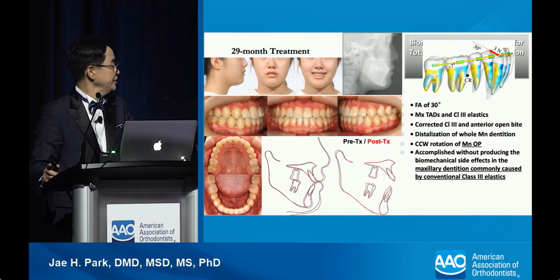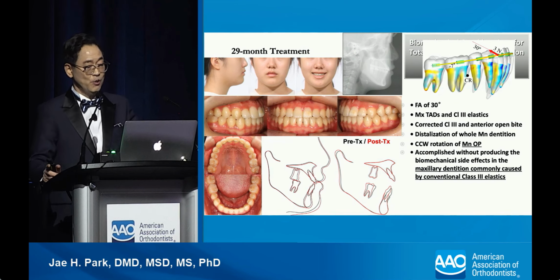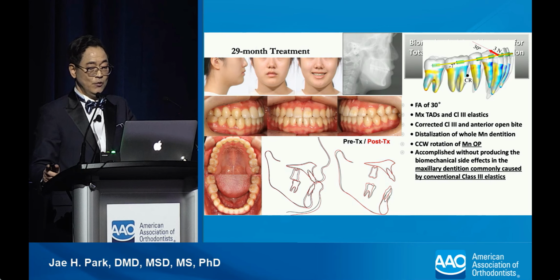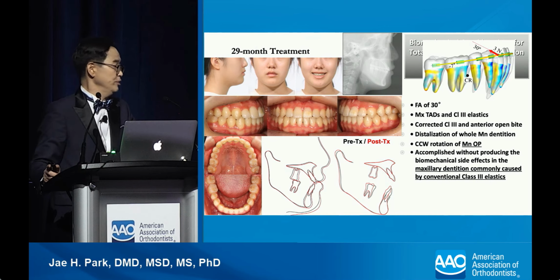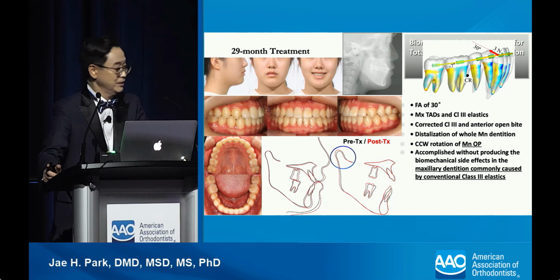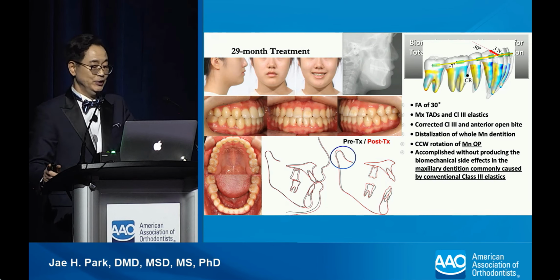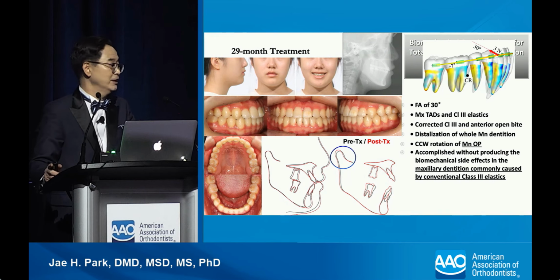Class III and anterior lateral open bites were corrected. The whole lower dentition was distalized, and the upper molars were not extruded like with conventional Class III elastics. During treatment, condylar growth occurred in the posterior superior direction, which helped to prevent clockwise rotation of the mandible.